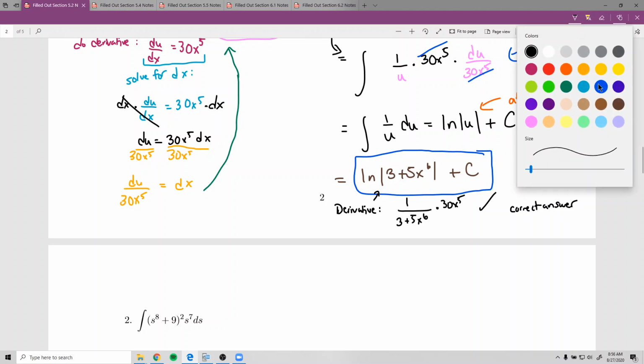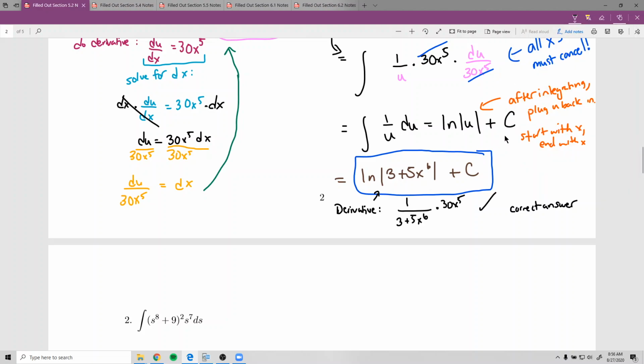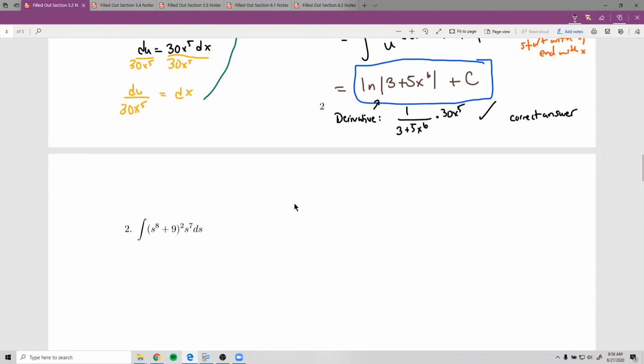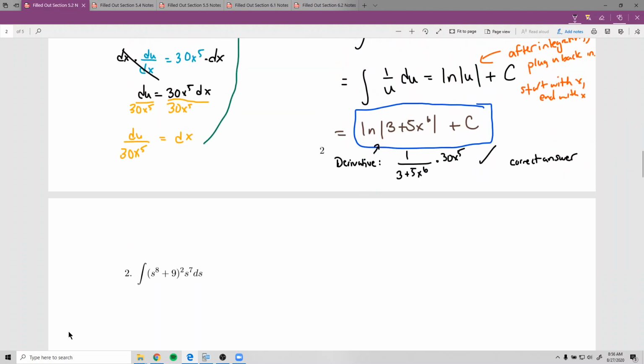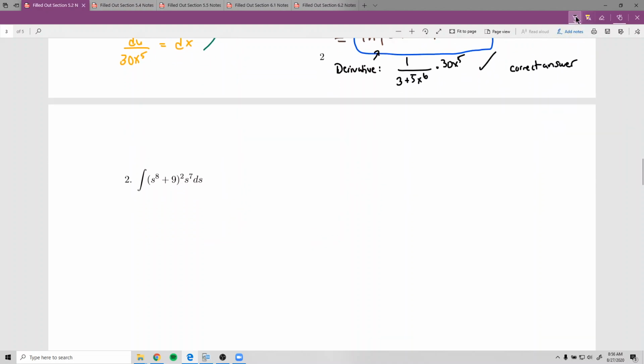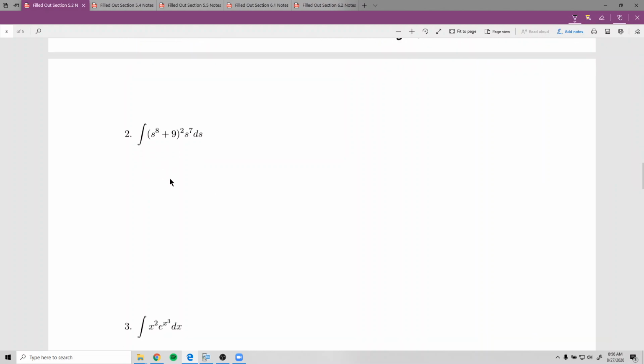All right, so that's one thing to keep in mind as far as integration when we want to use substitution. The second one here, I'm not going to do the derivative part at the end for all of these. You can check using the derivative, doing the derivative for any integral. But this one here, we want to integrate (s^8 + 9)^2 times s^7 ds.